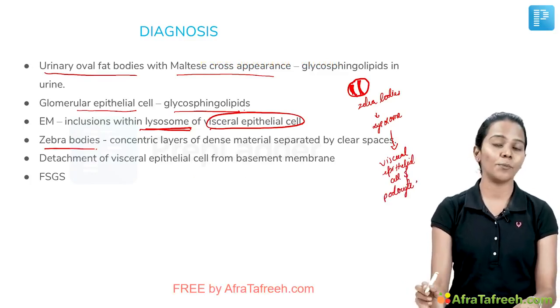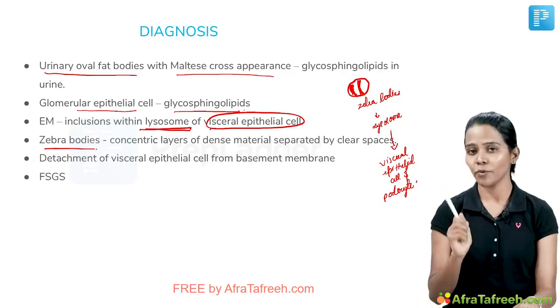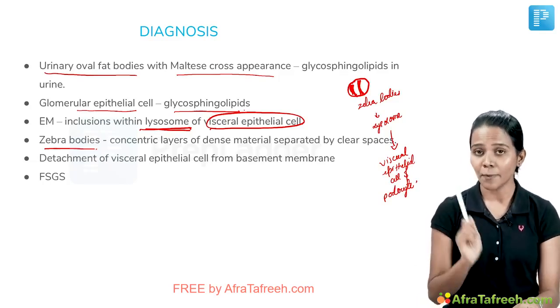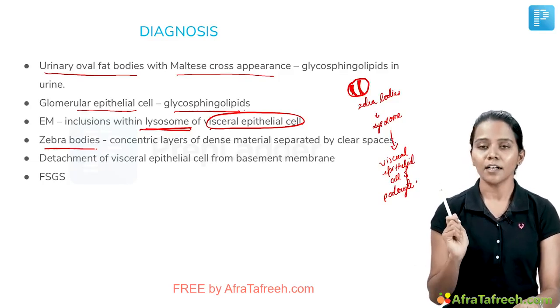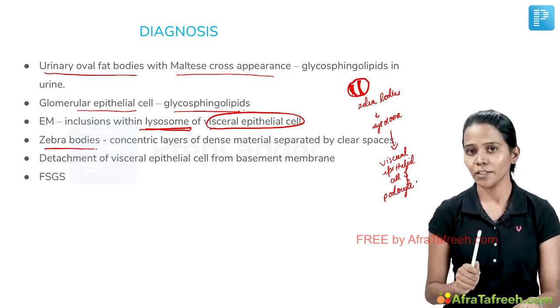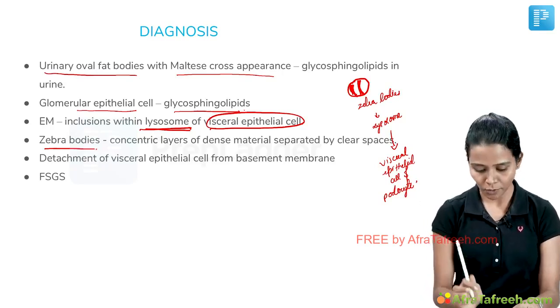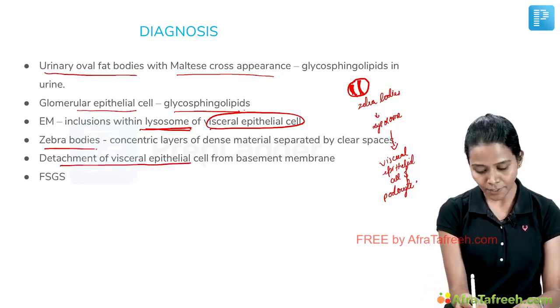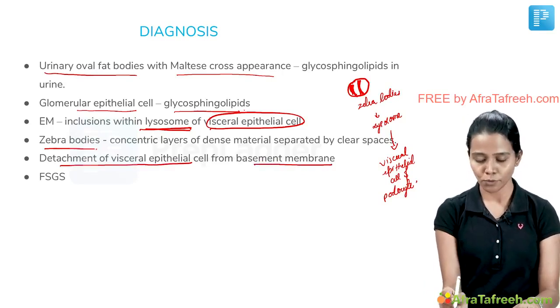So we learned two important names. One is urinary oval fat bodies, which will show Maltese cross appearance. That is the urine finding. Other finding is in the biopsy electron microscopy, that is zebra bodies. Okay, detachment of the visceral epithelial cell from the basement membrane also can be seen, and FSGS can be seen.